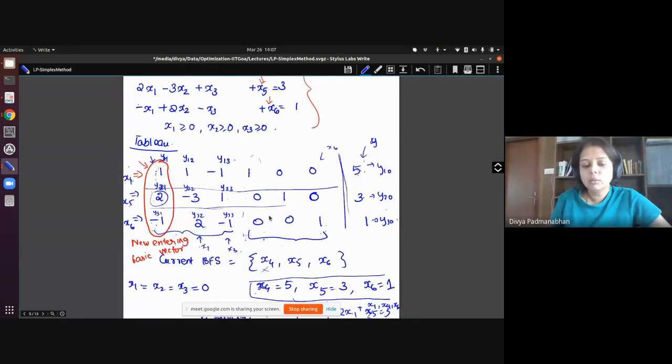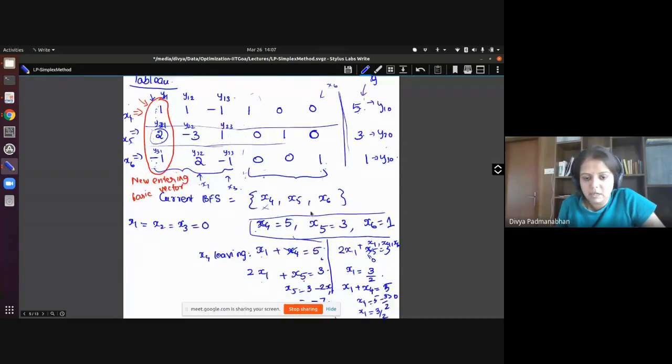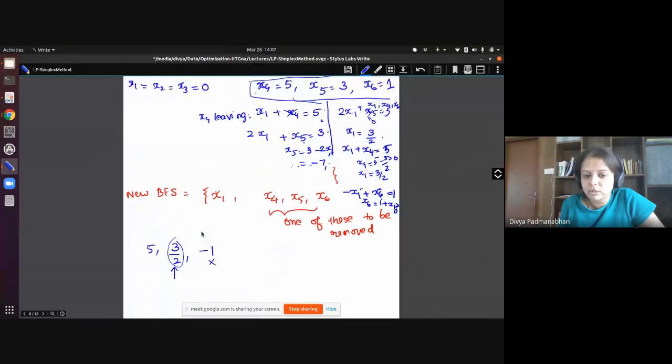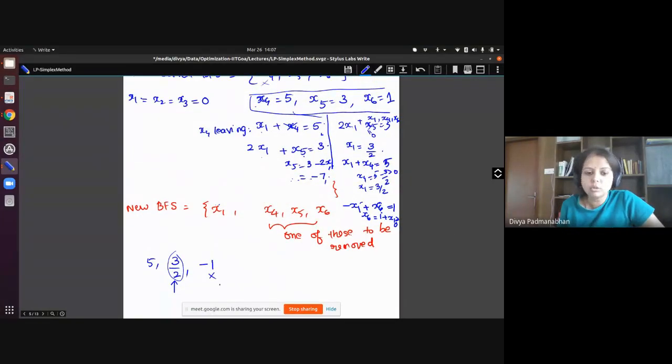Now the first column was going to enter, which meant that in the new basic feasible solution, x1 would be a part. So now you had to decide between x4, x5, x6, and based on these ratios, we decided that x5 was going to leave the system. Because of these three ratios, 5, 3 by 2, and minus 1, the lowest non-negative value was 3 by 2.